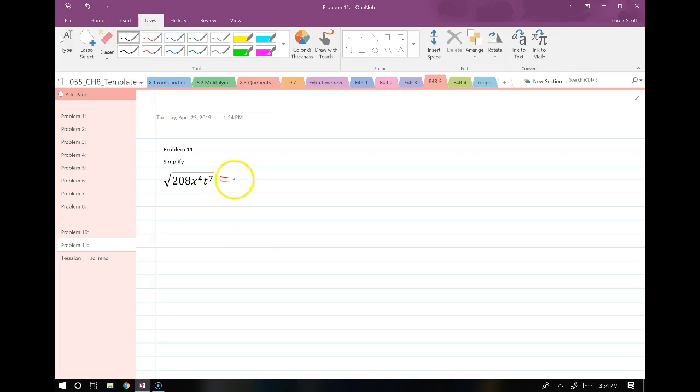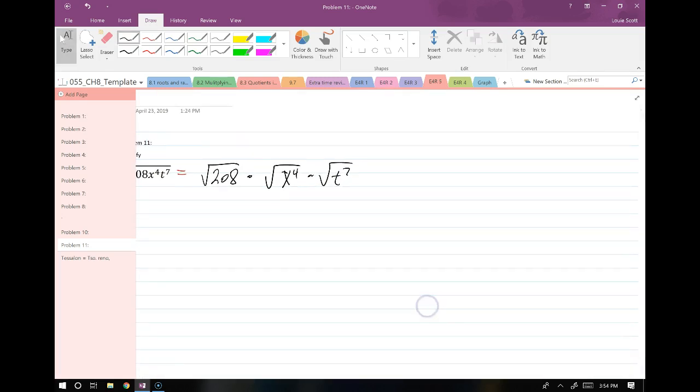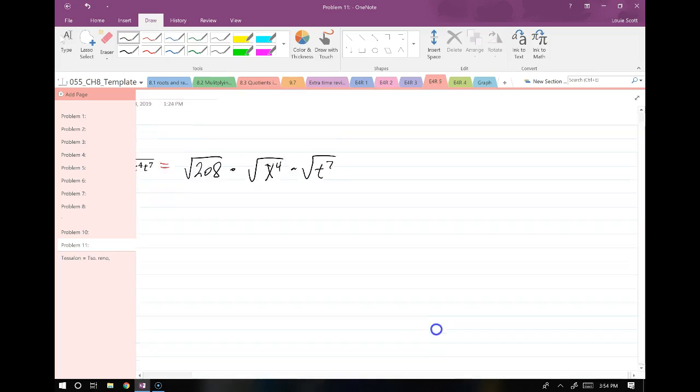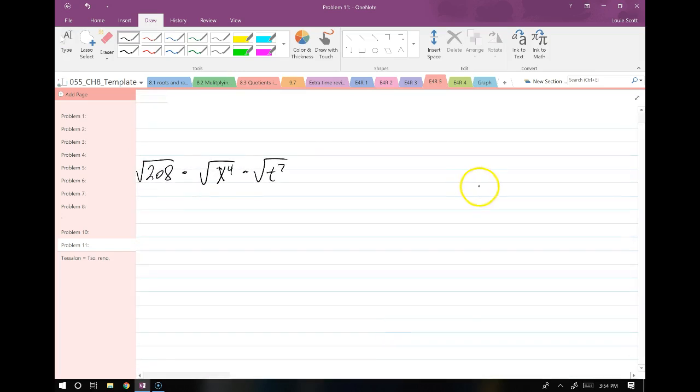Okay, so we're going to split this up into numbers and variables. So I have the root of 208 times the root of x to the fourth times the root of t to the seventh. So the root of 208, I'm not sure what that's going to split up into, so I'm going to do one of my little factor trees over on the side here. So I have 208. What do I split that up into? 8 and 26. Good choices.